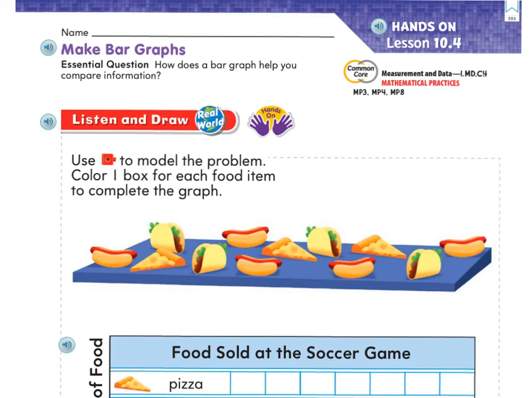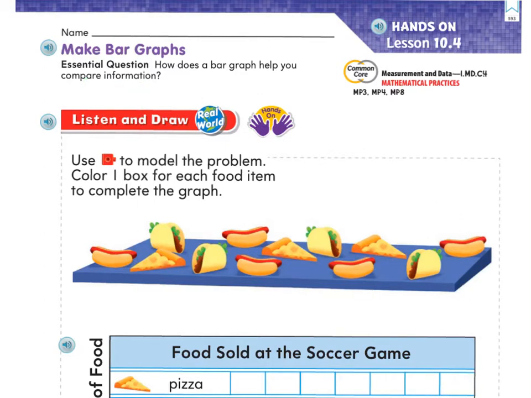So, on the last lesson, we learned about reading bar graphs, and today we are going to work on making bar graphs. If you look up at the top of page 593 in your Go Math workbook, it says our essential question is, how does a bar graph help you compare information?